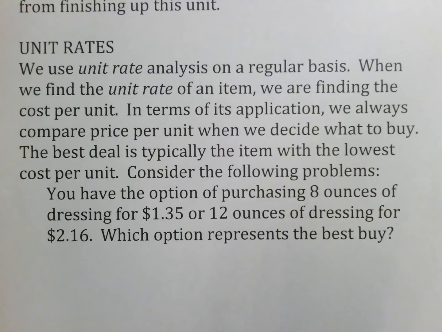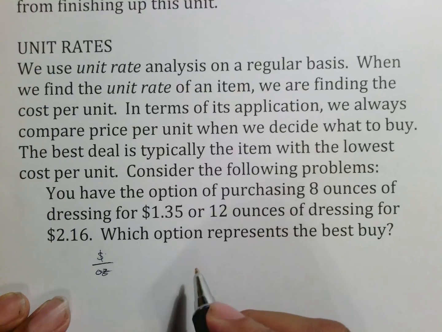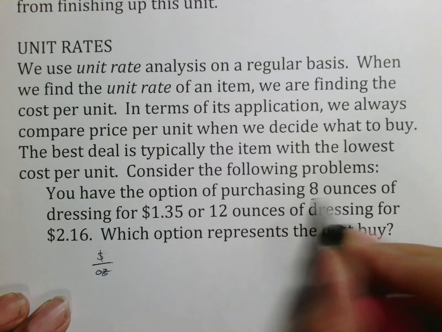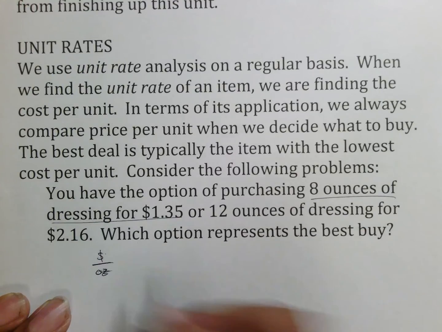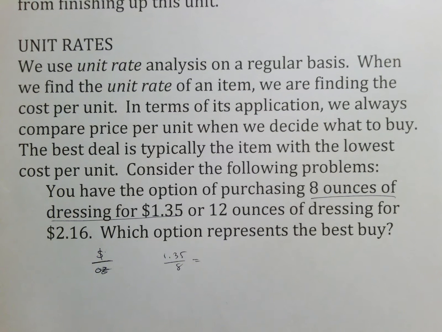So if you consider the following problems, it says you have the option of purchasing 8 ounces of dressing for $1.35 or 12 ounces for $2.16. It wants to know which one's the best buy. Our question is usually what is the cost per ounce. So you're talking cost per ounce, which means that you're simply going to take the cost and divide it by the number of ounces. And so for the first one, you have 8 ounces for $1.35, which means we're going to do $1.35 divided by 8. And it's that plain and simple.